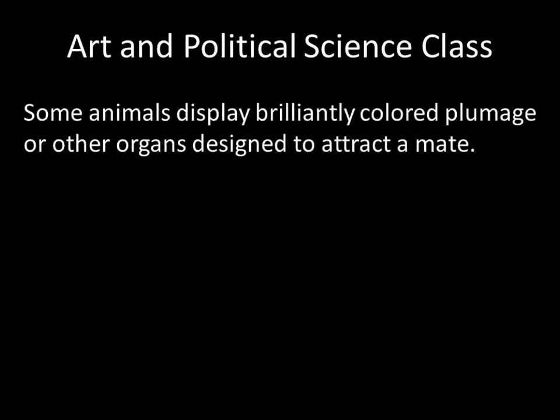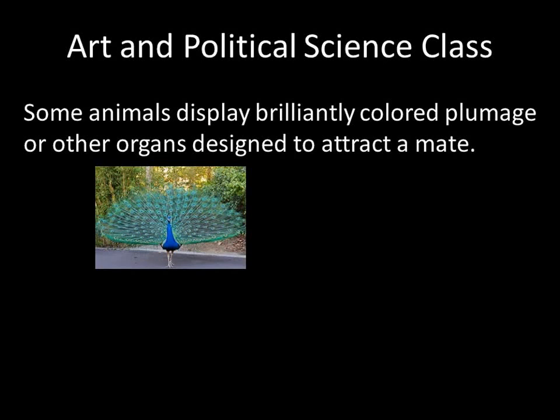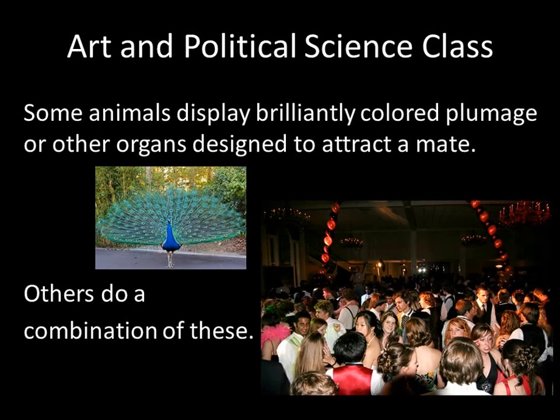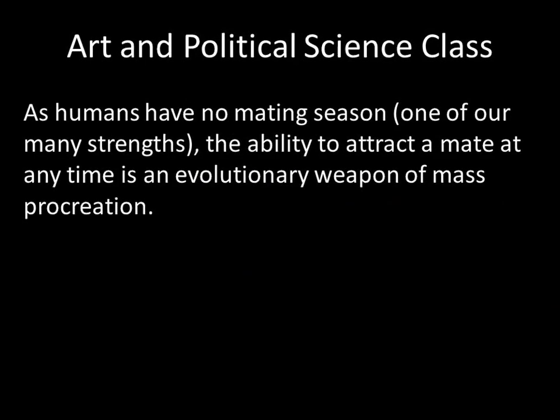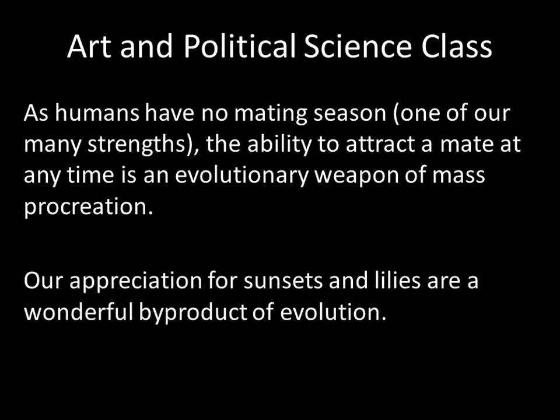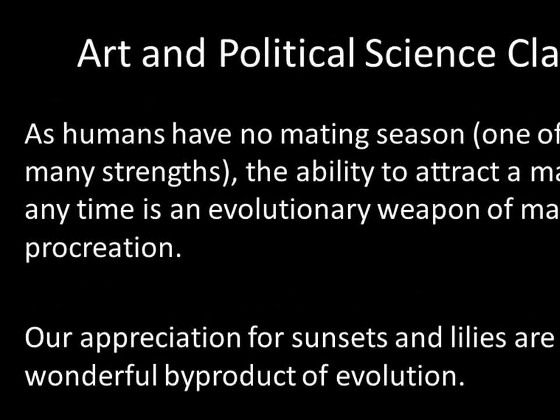Some animals display brilliantly colored plumage or other organs designed to attract a mate. Others do a combination of these. As humans have no mating season, one of our many strengths, the ability to attract a mate at any time, is an evolutionary weapon of mass procreation. Our appreciation for sunsets and lilies are a wonderful byproduct of evolution.